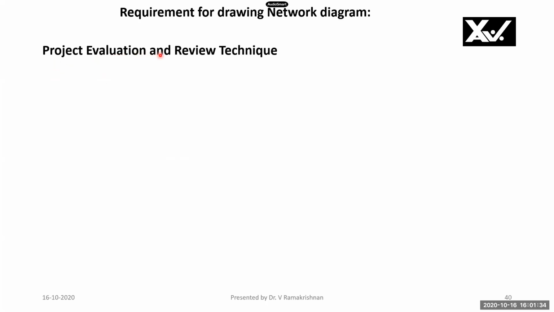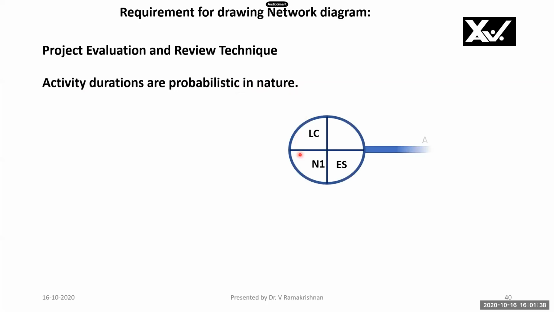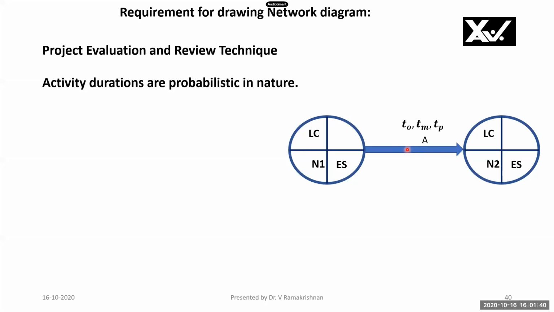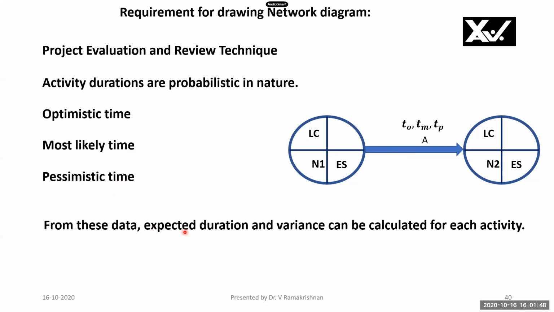In Project Evaluation and Review Technique, activity durations are probabilistic in nature. See the activity diagram here. Three time durations will be given for this activity: optimistic time, most likely time, and pessimistic time. With this data, we can find out the expected duration and variance for all the activities.